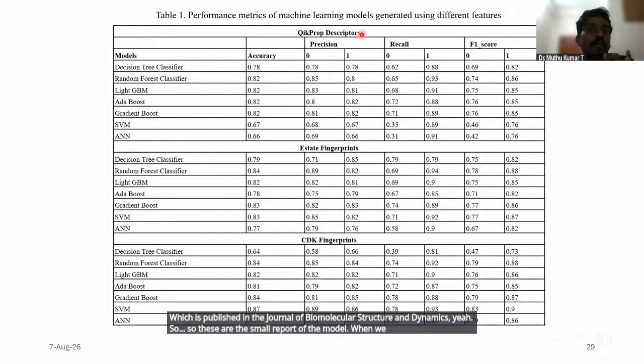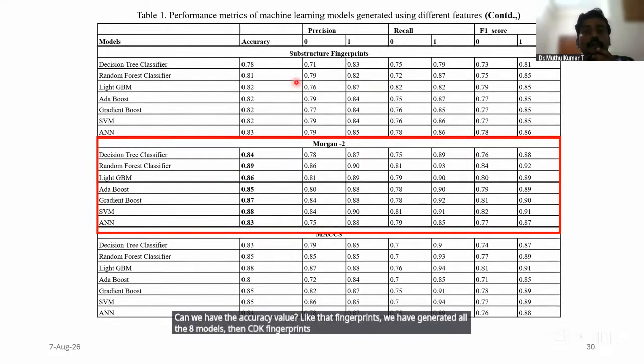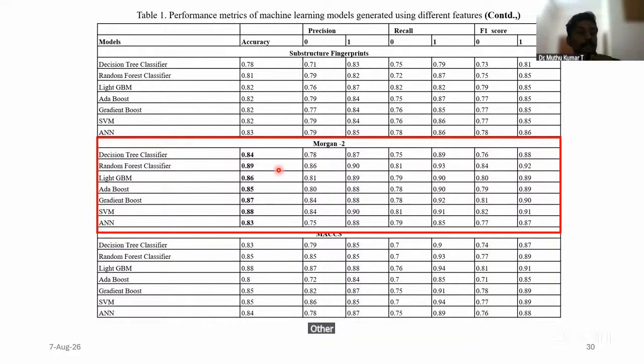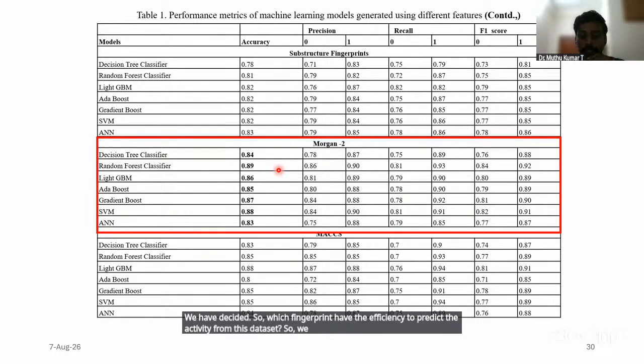When we talk about the chemical properties, they are nothing but descriptors, ADMET descriptors. With the help of ADMET descriptors, all the 8 models are generated. Here we have the accuracy value. Like that, with fingerprints, we have generated all the 8 models, then CDK fingerprints again. Out of all the fingerprints and descriptors, here we have the Morgan 2 fingerprints, which yielded the average accuracy value higher than the other descriptors as well as the fingerprints. So now we have decided which fingerprint has the efficiency to predict the activity from this data set. So we got Morgan 2 fingerprints.